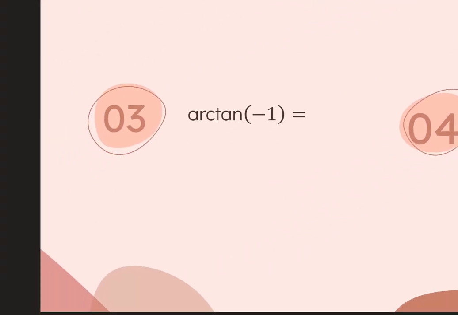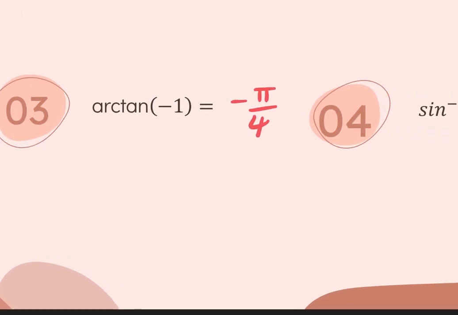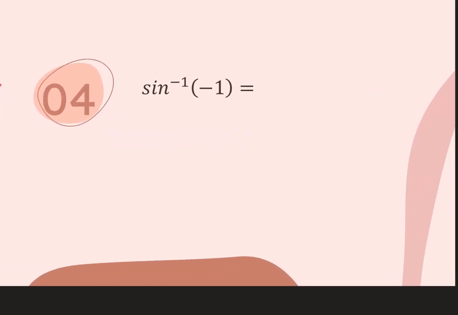Arc tan negative 1. Where would we pull the negative tans from? The fourth quadrant, the negative angles. Where's tan negative 1? Negative pi over 4. Sine inverse of negative 1. Negative pi over 2. It's the bottom, right? Which we call negative pi over 2. We can't call it 3 pi over 2.